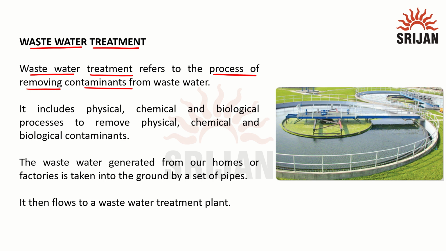Now, wastewater treatment includes multiple steps. It includes physical, chemical and biological processes to remove physical, chemical and biological contaminants. Wastewater generated from our homes, factories, offices, etc., is taken underground by a set of pipes and it reaches the nearby wastewater treatment plant. So you can see in the picture how a wastewater plant looks. It's a very huge area where the water is stored.